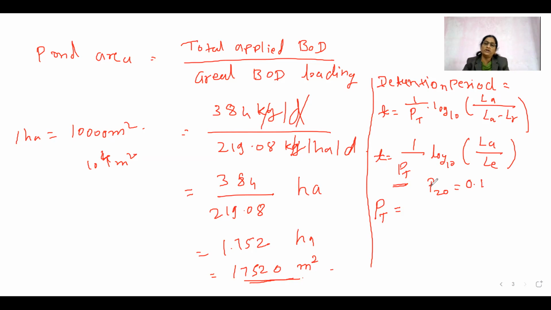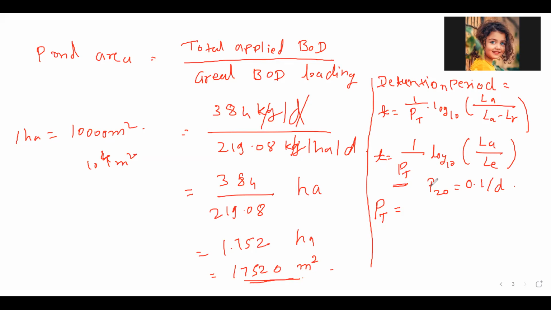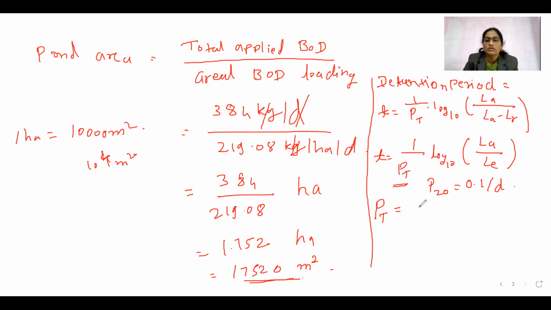It is 0.1 per day. It is given to you now. Yes, ma'am. So PT is equal to 0.1. Sorry, P20 is 0.1. Tell me the formula now. PT is equal to P20 into bracket 1.047 raised to T minus 20. This is the formula.